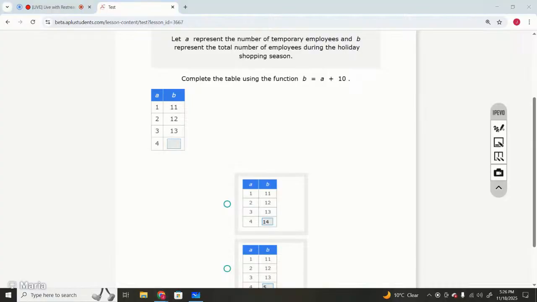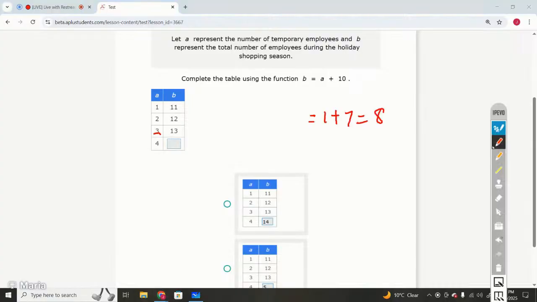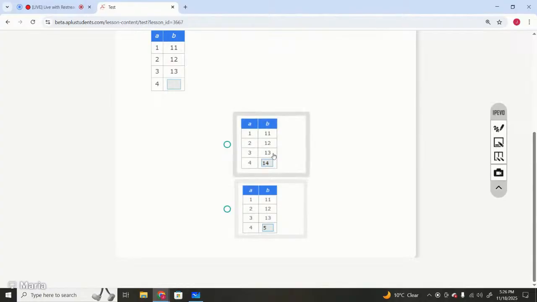So complete the table using the function b equals a plus 10. So we need to find b when a equals 4. That is 4 plus 10. That equals 14. So when a equals 4, b equals 14, and the correct option is option number 1.